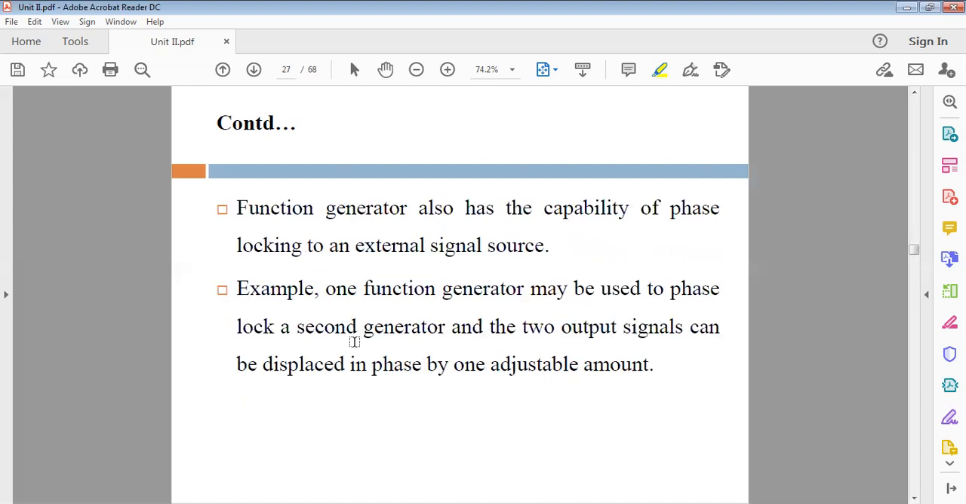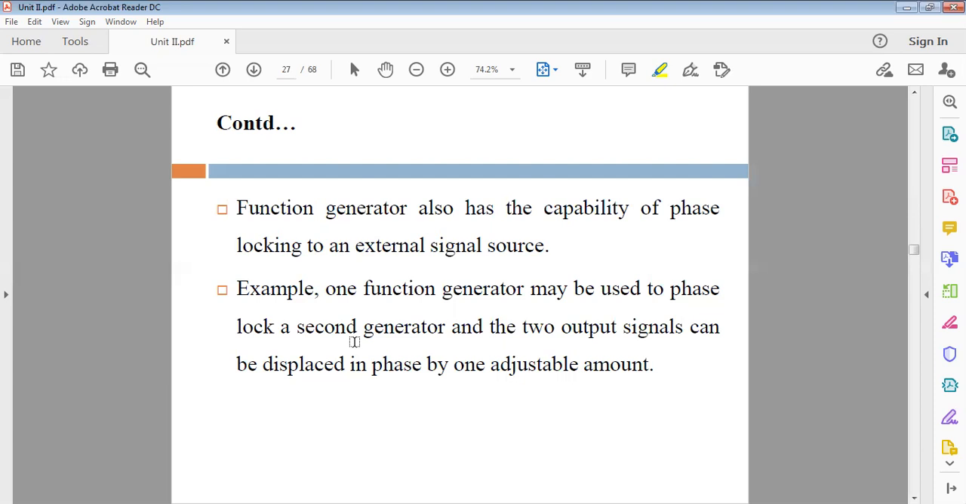Next, this function generator can also provide the capability of phase locking to an external signal source. For example, when one function generator is used to phase lock a second generator signal, the two output signals can be displaced in phase by an adjustable amount. Suppose we are phase locking one function generator signal to the other. Now, if we make changes to one of the signals, the changes will also be applied to the other signal because they are phase locked.